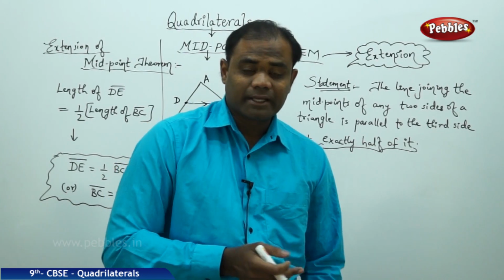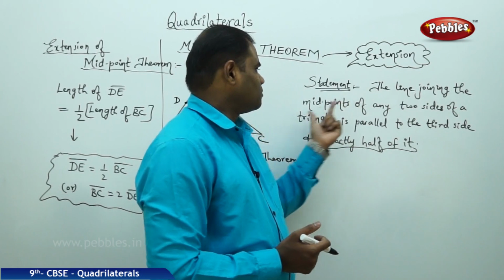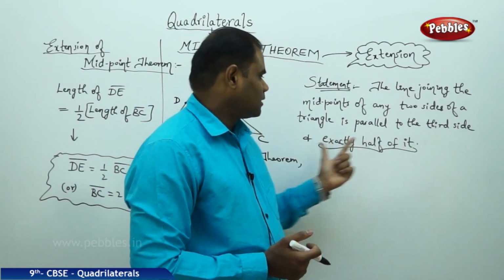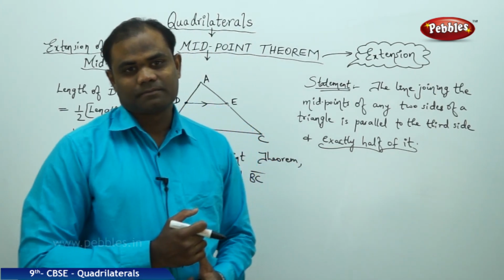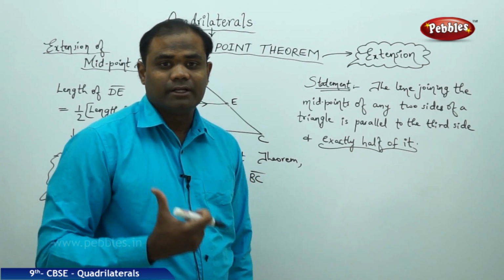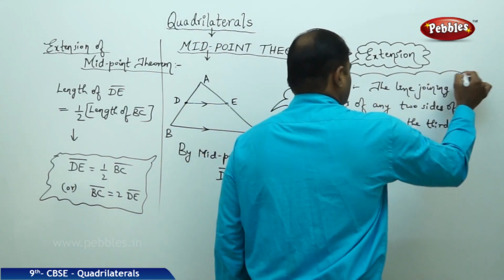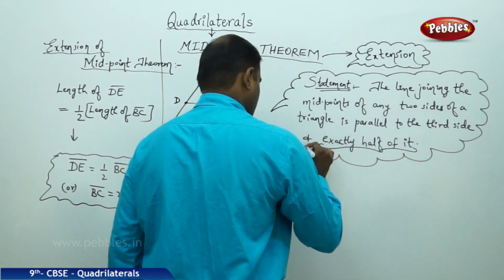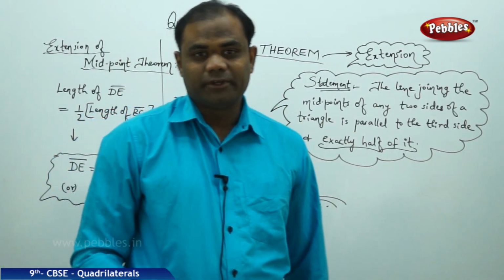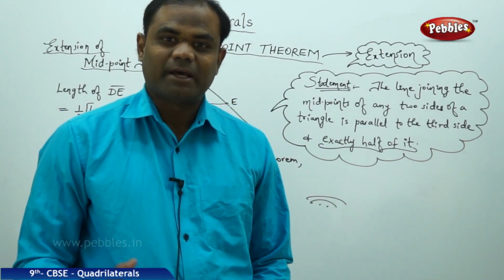So now proudly I can define or state the midpoint theorem as the line joining the midpoints of any two sides of a triangle is parallel to the third side and exactly half of it. This is how we can relate the midpoint theorem completely in its own understanding. So the statement is how we define midpoint theorem and its extension connected with midpoints and parallelity.